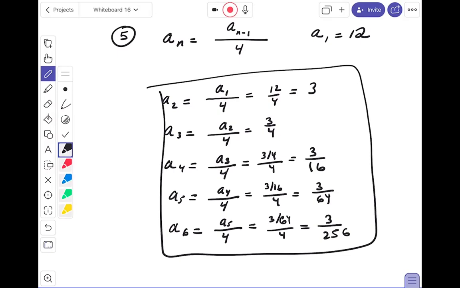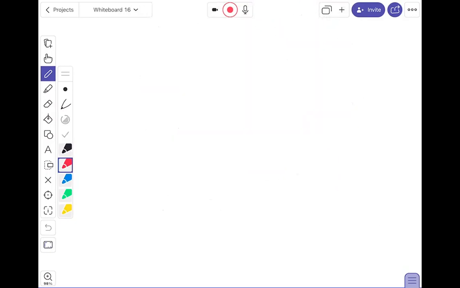I want to go through the answers. Again, if I make a mistake, I'll fess up to it. It says A2 is 3. It says A3 is 3 quarters. It says A4 is 3/16. It says A5 is 3/64. And it says A6 is 3 over 256. Worked out beautifully. All right, so let's keep moving forward, and we're going to problem number 6 now.